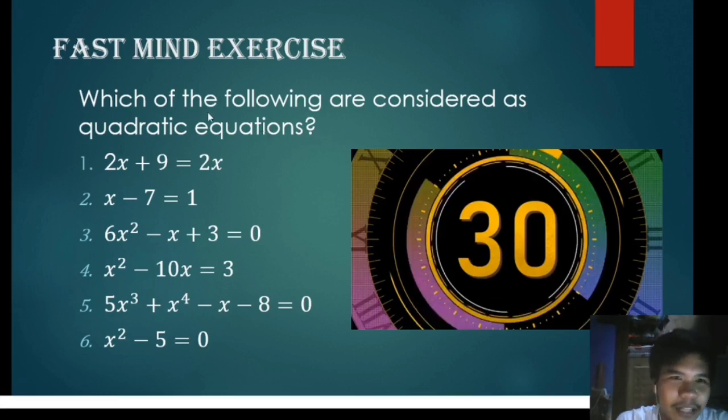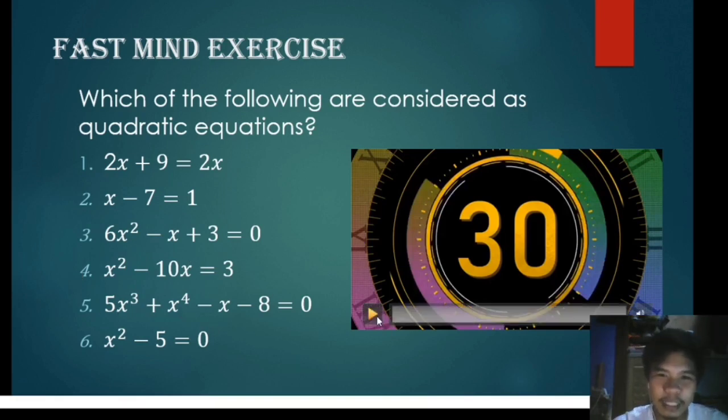So let us read the direction. According to the direction, which of the following are considered as quadratic equations? So you're going to identify which of the 6 equations here are quadratic equations. I'm giving you 30 seconds to do that. So you now get your pen and paper and then write your answer. Which of these 6 equations are considered as quadratic? Your time starts now.